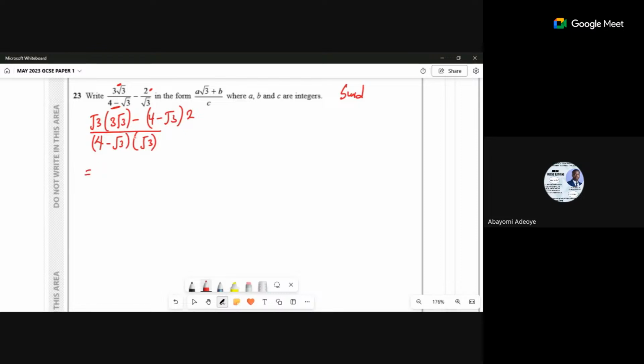Let's multiply this. This will be 3 root 3 times root 3, which is 9. Minus 2 times 4 is 8. Then minus negative times negative is positive, plus 2 root 3. Over, multiply this together: 4 root 3 times root 3, you have 4 times 3. Negative root 9, right? So what is root 9?